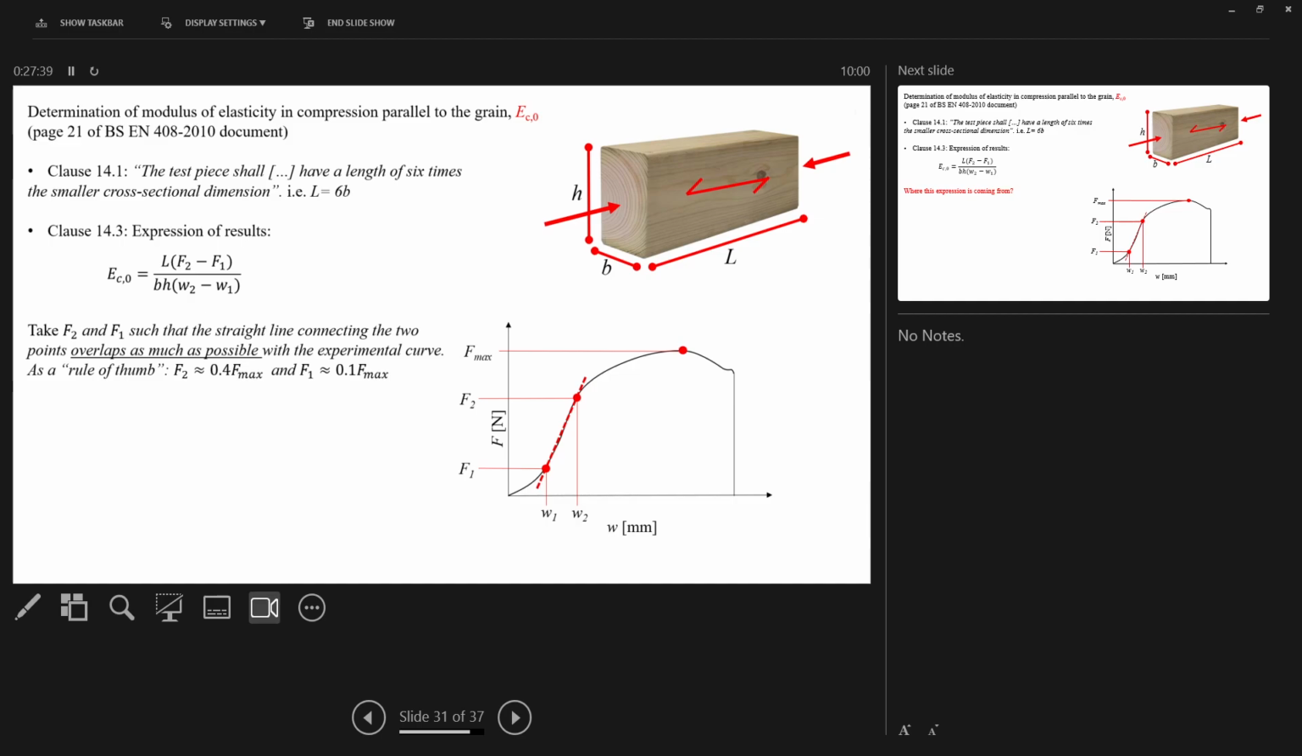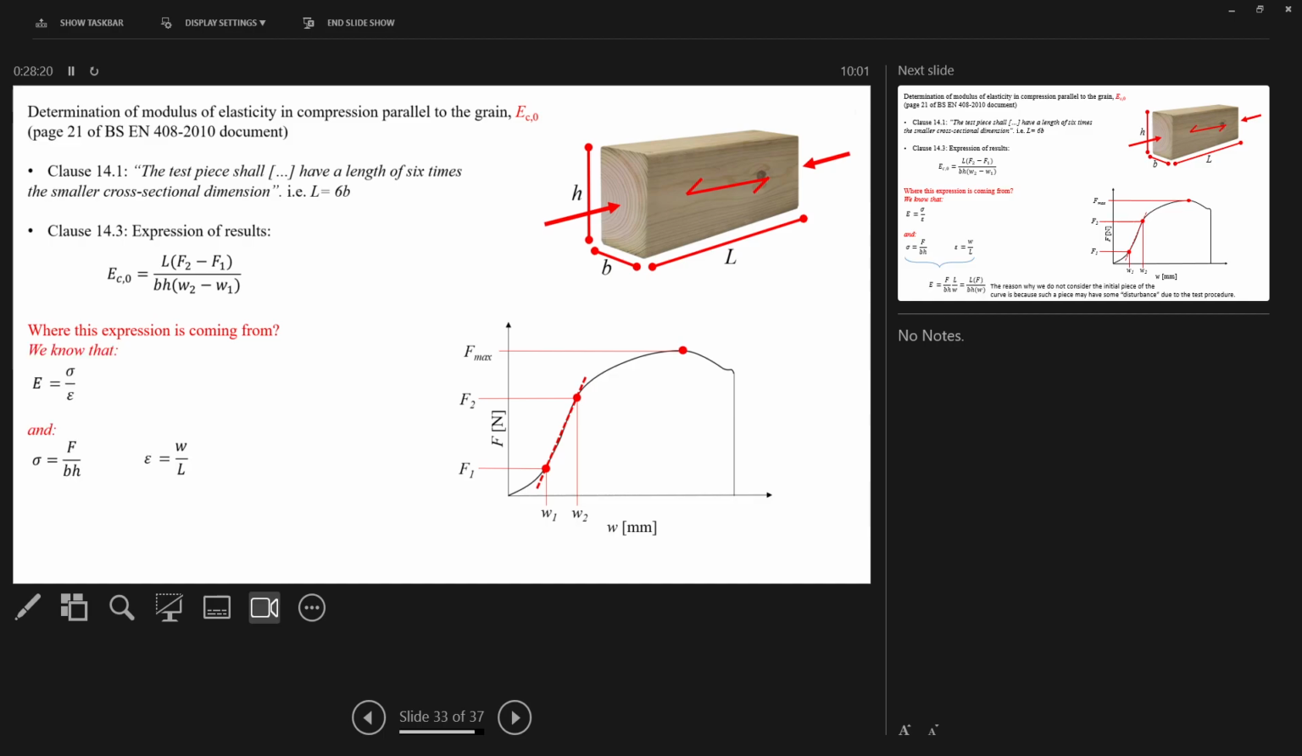So we've got our 2 points, and our goodness of fit is better than 1%. So everything's good. I don't need to move them anymore. So it's roughly 40 and 10%. We've now got our variables: length multiplied by F2 take away F1, divided by the area, breadth times height, times W2 take away W1, that movement. And that will give us our E in compression.